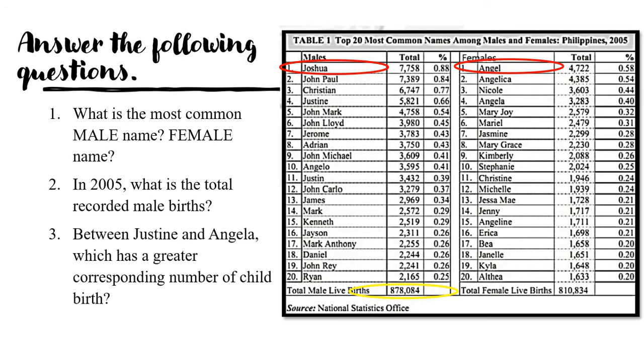Now, between Justin and Angela, which has a greater corresponding number of childbirths. Okay? So, for Justin, 3,432 and for Angela is 3,283. So, ang may mas malaki na bilang ay yung Justin. Okay? Compared sa name na Angela.